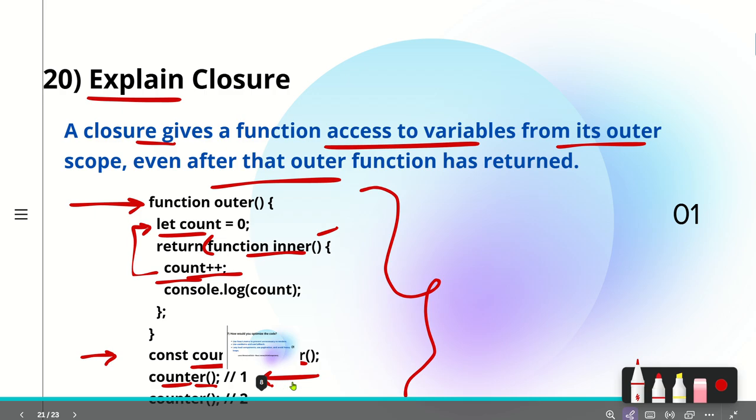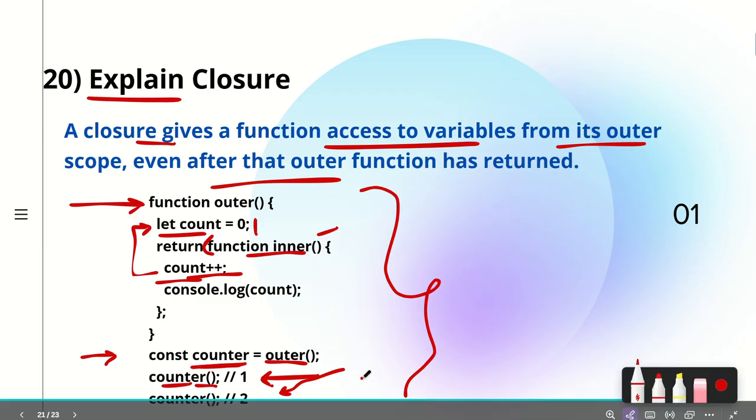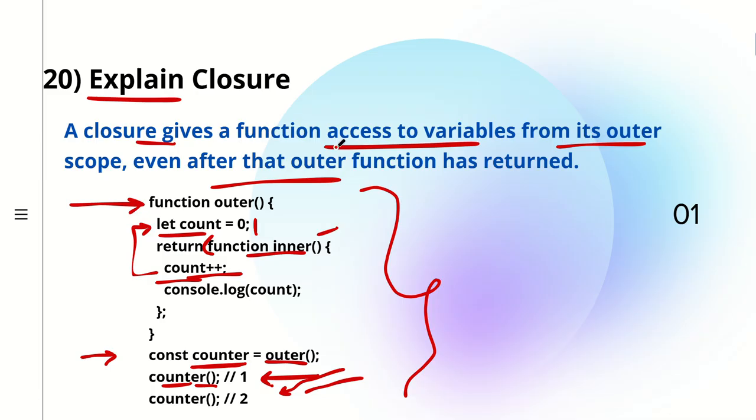Then again you're calling counter below here. What is happening here? Again you are calling this inner function, and previously count had become 1, right? So again count++, 1++ becomes 2, so 2 will be printed here. So this is how closures work. Closures give a function access to the variable from its outer scope even after the outer function returns. So you saw that outer function already returned, but still we are able to access the value of our count, the variable which is there in our outer scope. This is called our closures.